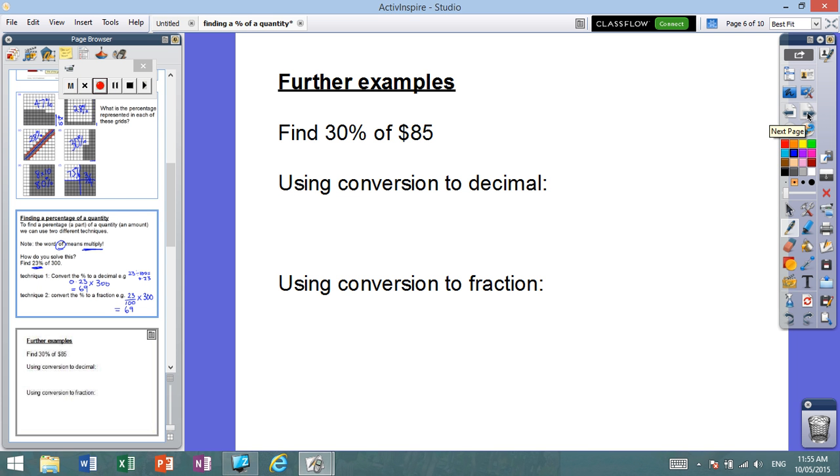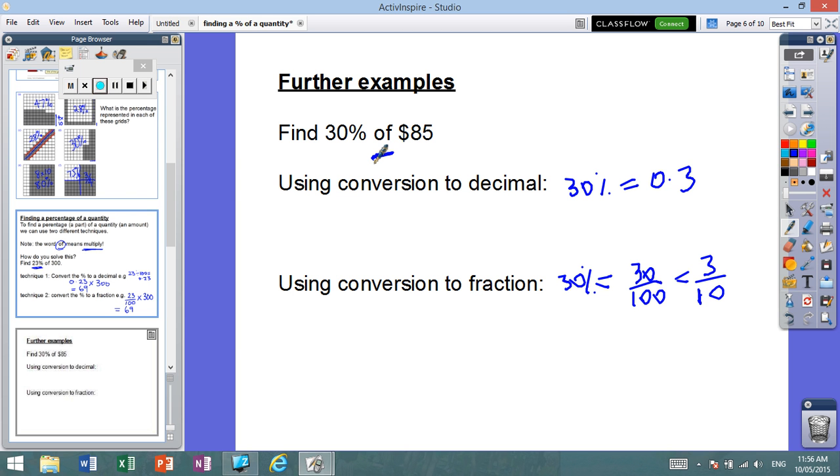So here's another example for you. 30% of $85. So you need this when you go out shopping, okay, and doing quite a few life skills. So it's important to be able to do this. So using the decimal system, 30% as a decimal equals 0.3. As a fraction, 30% equals 30 over 100, which is the same as 3 out of 10.